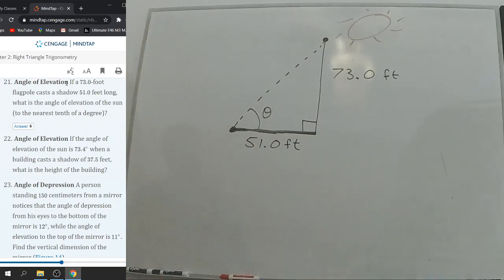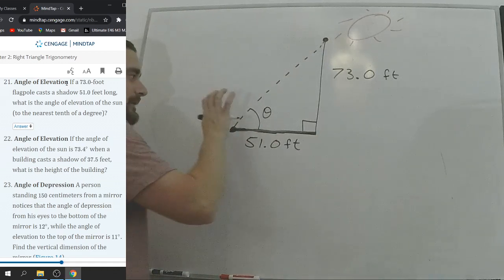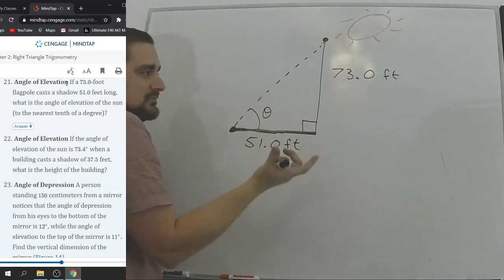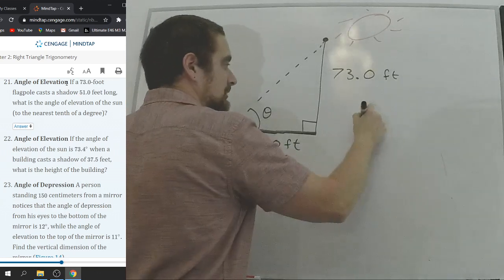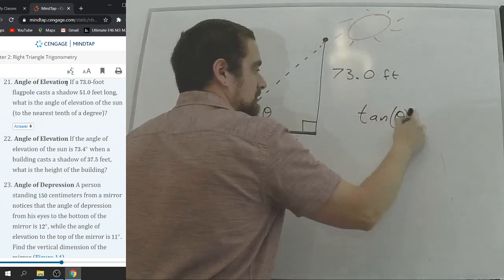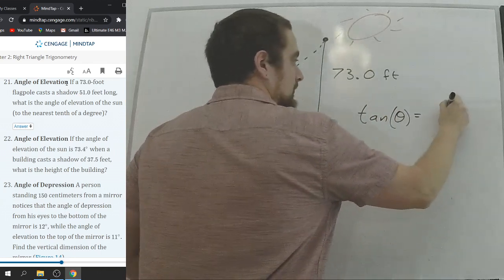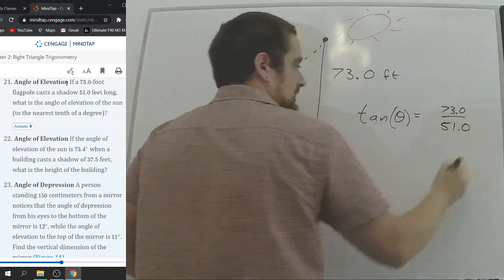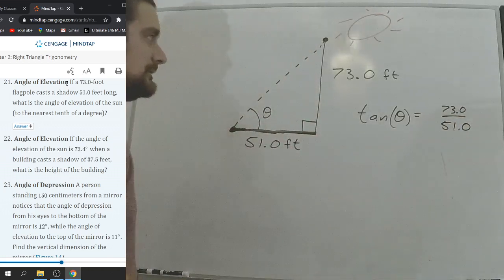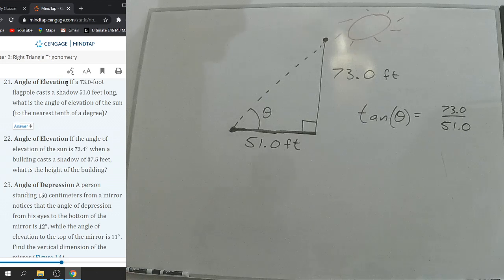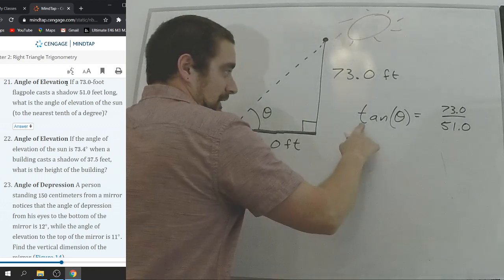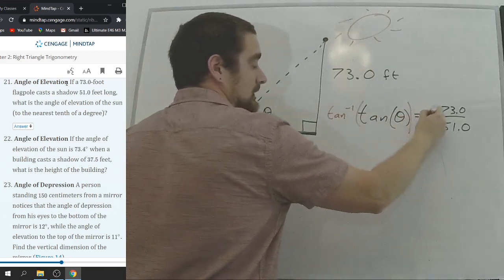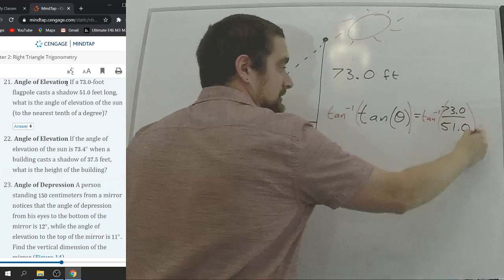So let's take a trig function that involves this angle theta. What I'm looking at is the opposite side and the adjacent side. So of course I want to try and grab the tangent function. Tangent of theta is going to be equal to the opposite, which is 73.0, over the adjacent, which is 51.0. Now I have to grab theta out of that tangent function. So when I look at the tangent function, in order to undo that function, we need the tangent inverse function.